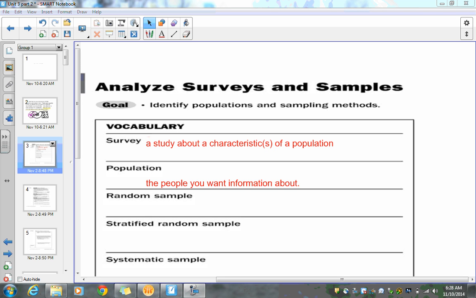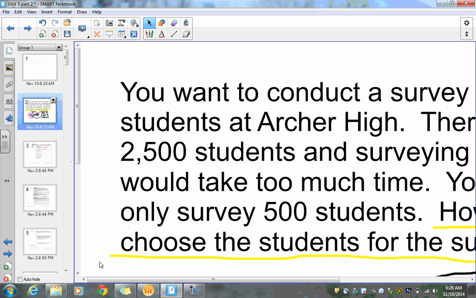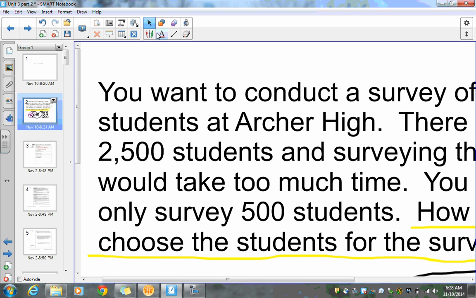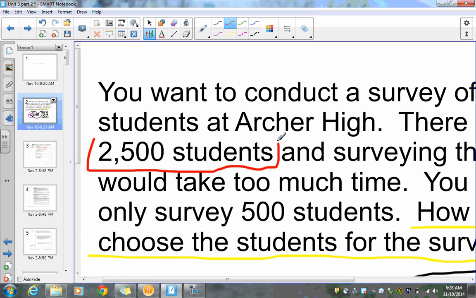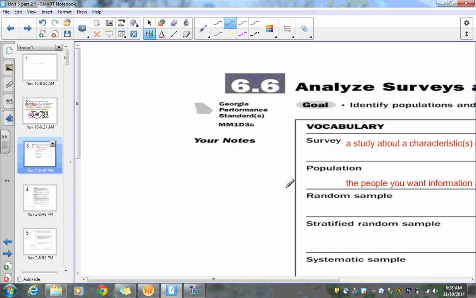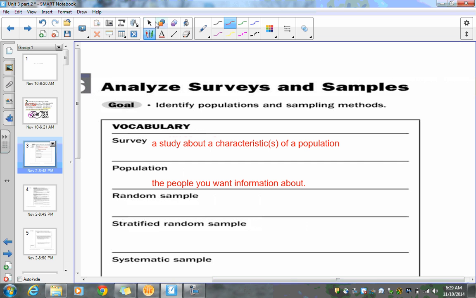All right, a survey is a study about characteristics of a population. A survey could be anything, a flyer, a questionnaire, anything where you want to know information about a population. The population is the people that you want information about. In the question that we started off with, the population was the 2,500 students, because those are the people that we want to know information about. I'm still zoomed in, so sorry about that. Let's keep going. Now, how do you choose the 500 people, going back to that last question?